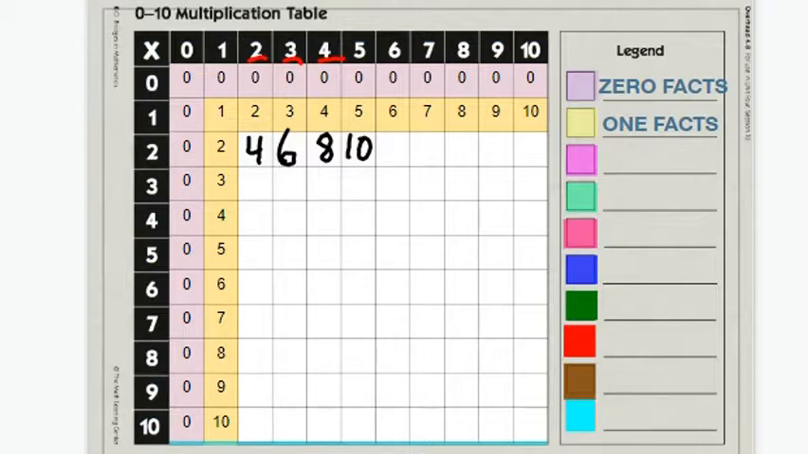So, can you complete the rest of the chart? Do you know the rest of your doubles facts up to 10?